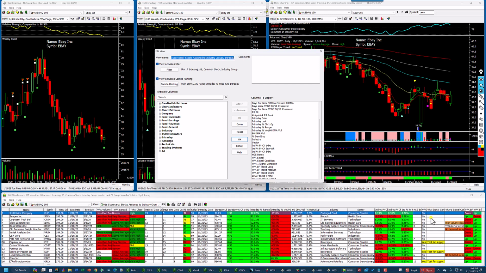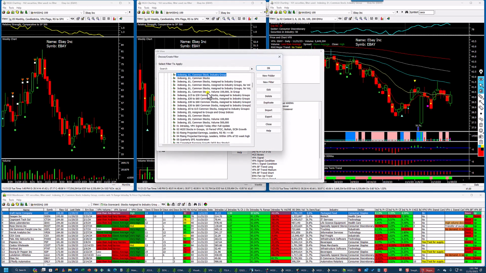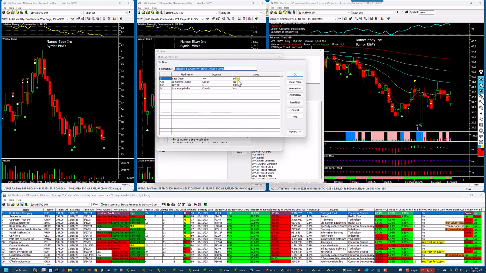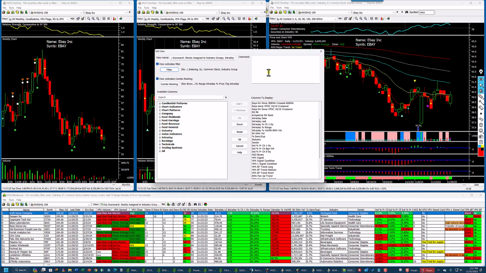Now I realize there's a lot of information in here, but it all means something to me, and if you are using the software, you can create your own warehouse views. But let's just take a look at this. I have just a standard filter in here: stocks over $1, common stock, belong to an industry group, or group index equals yes if I want to apply this to the industry groups.